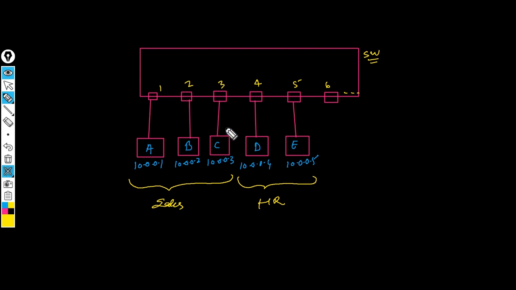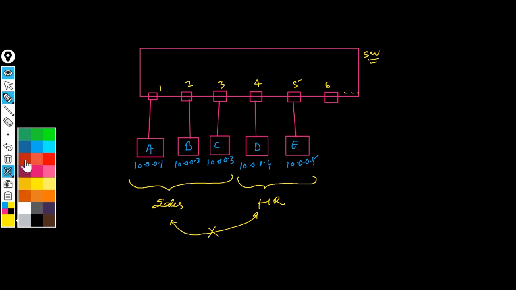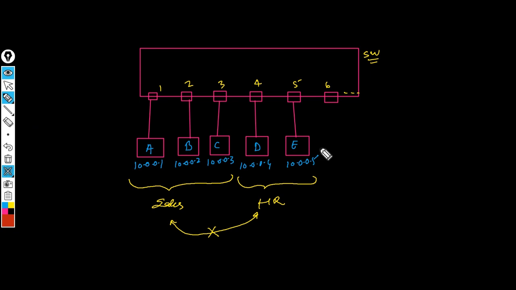So now you need to provide security here. That's very important: you need to separate them and ensure that the sales department should not communicate with the HR department. This is something you need to do. They should not communicate. Now they are connected to a single switch. That's the main reason they are able to communicate with each other. And if you want, you can go ahead and have security as well.